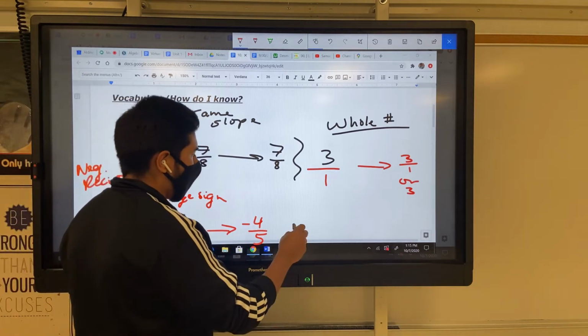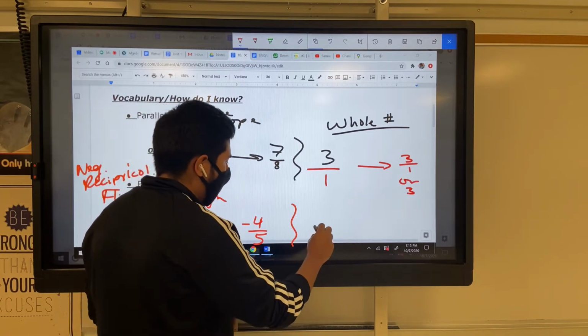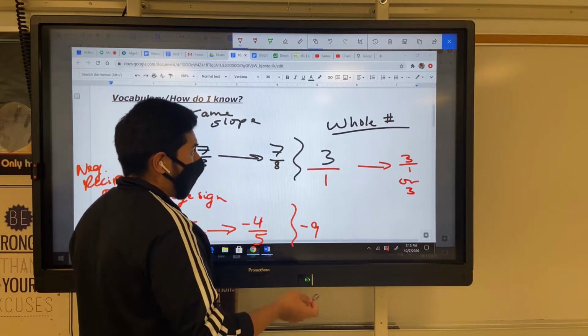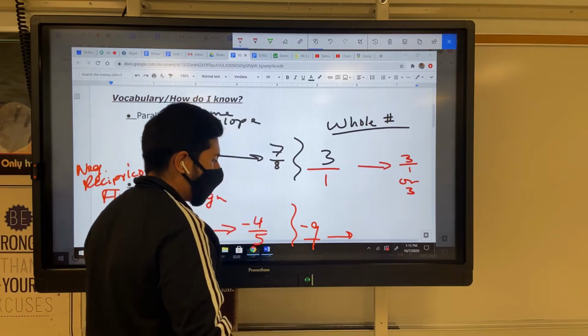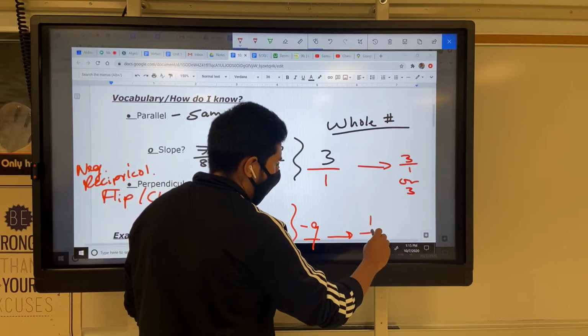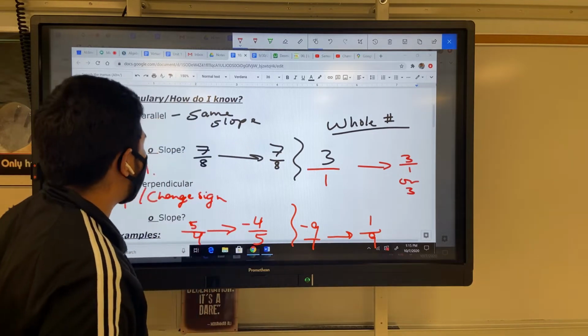Same thing for a whole number. Let's do negative 9. Negative 9, don't forget, put a 1 under it. Flip the denominator and the numerator, so now it's 1 over 9. This was negative, it all turns to positive.